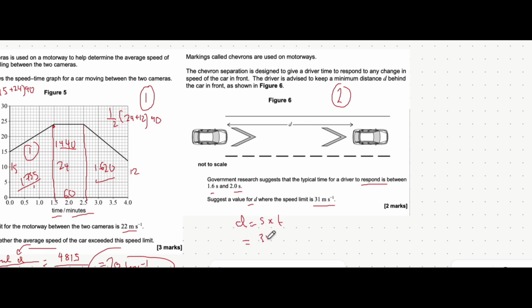We take the speed limit of 31 and we multiply by, so you can multiply by 1.6 or 2, but I'd advise 2 because that would lead you to the correct answer, because you want to be as safe as possible, if that makes sense.